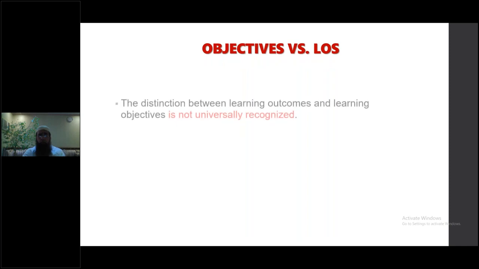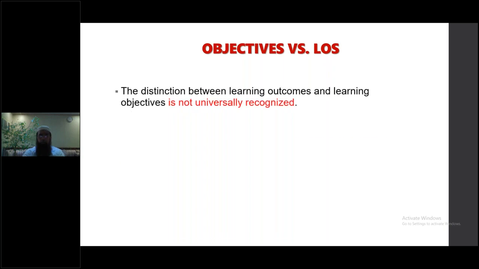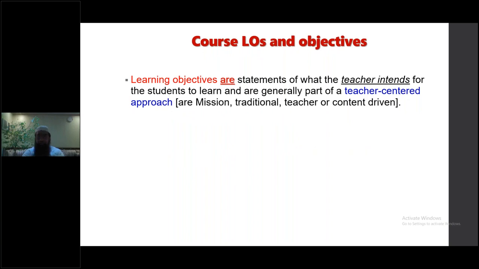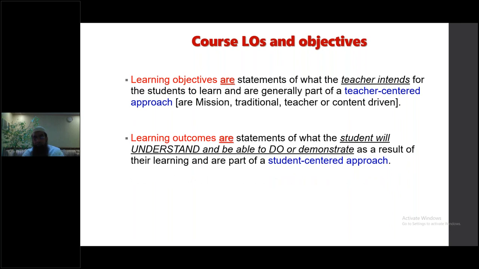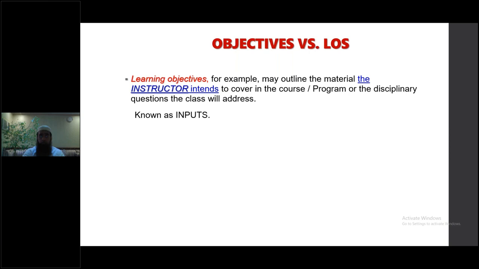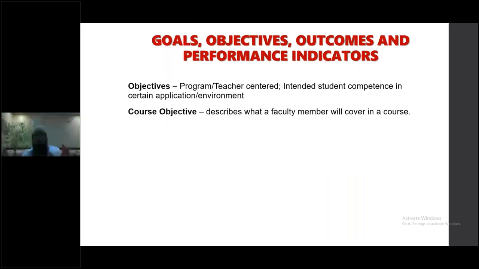So if you look at learning outcomes and learning objectives and look at what the difference is between these, objectives are statements of what the teacher intends, the teacher-centered, and outcomes are what the student will be able to demonstrate. And that's a student-centered approach. Learning objectives are known as inputs, what the instructor intends. And learning outcomes are basically what the performance of the student should be, and those are the outputs.